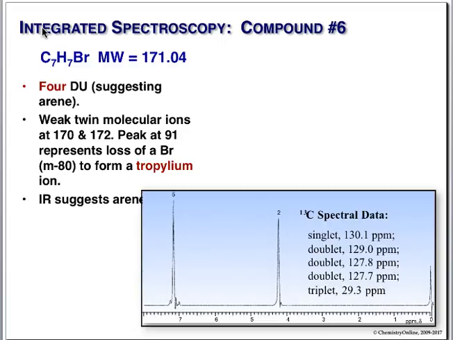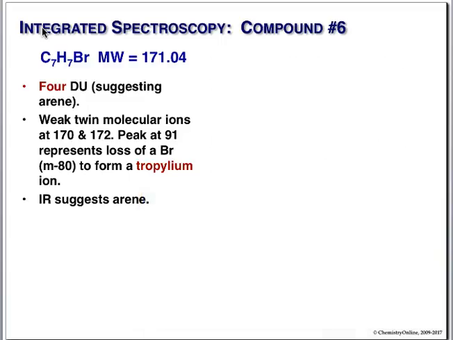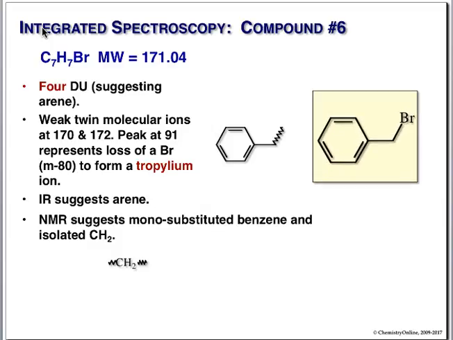We know we have a benzyl group based on our tropylium ion. We are probably dealing here with, there's our benzyl group, there's our isolated CH2, we have the bromine. Only way to put it together is this. This is benzyl bromide.